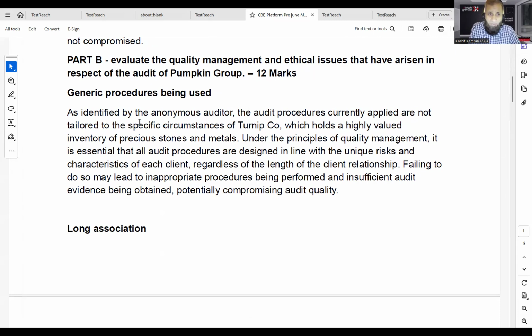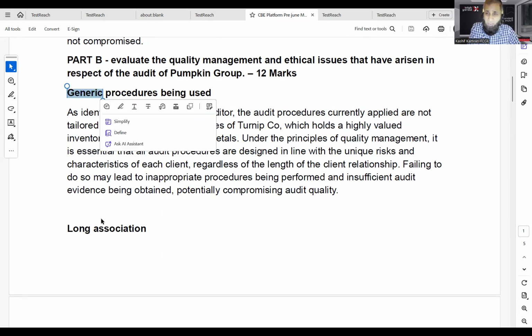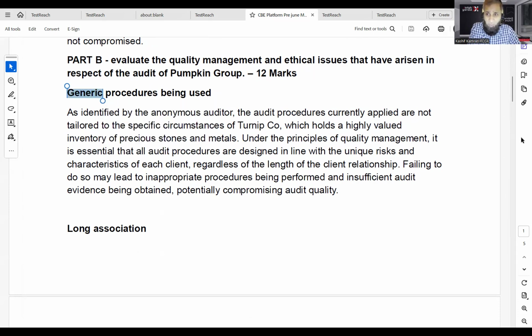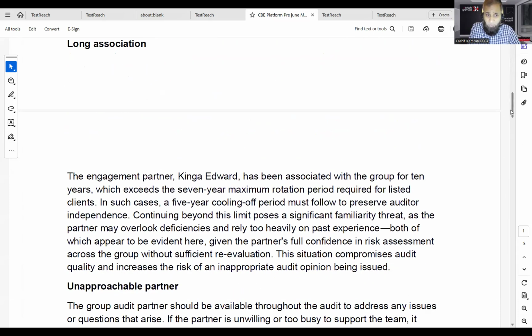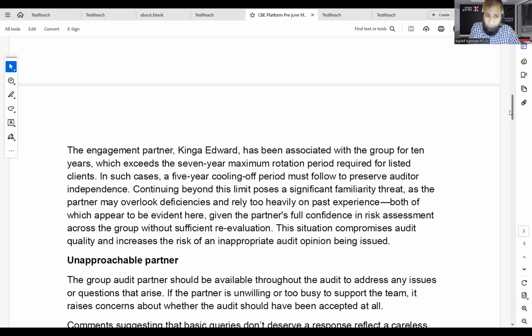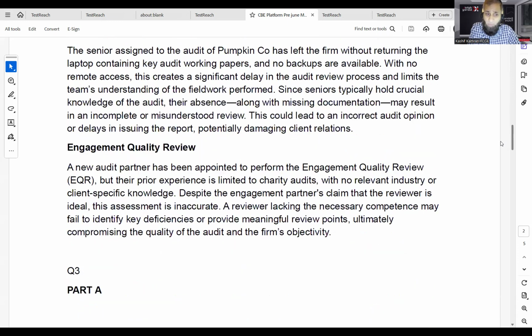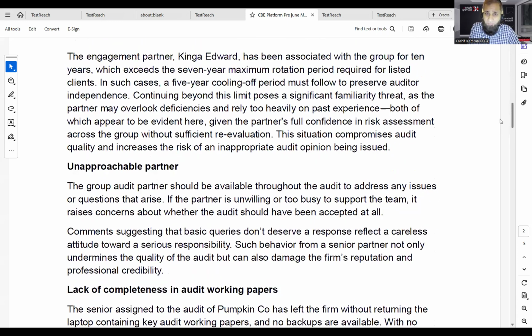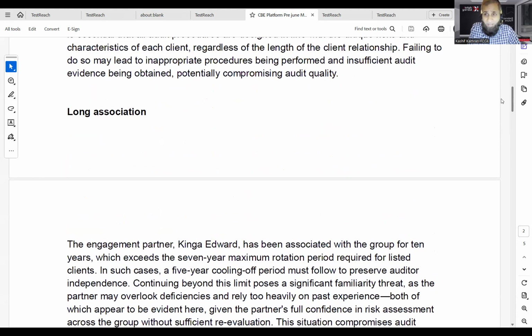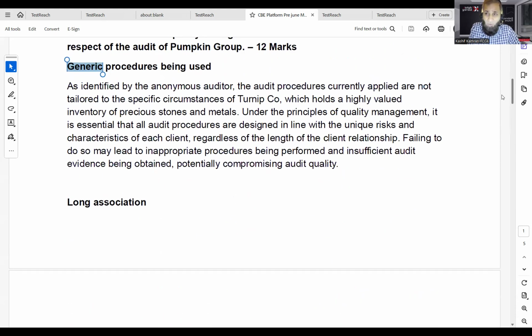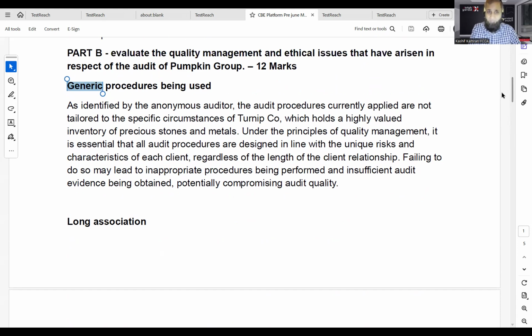Part B, the student first put the heading generic procedures being used. Then the student put the heading long association. Then the student put the heading unapproachable partner. Then lack of completeness in the audit working paper. Then engagement quality reviewer, and finished the answer. Now, how many times have I encouraged students to break your issues with headings?